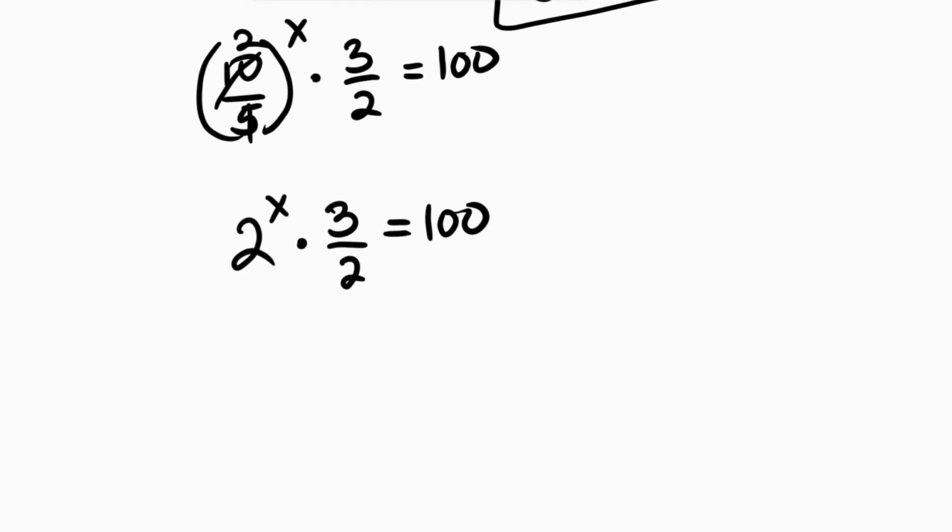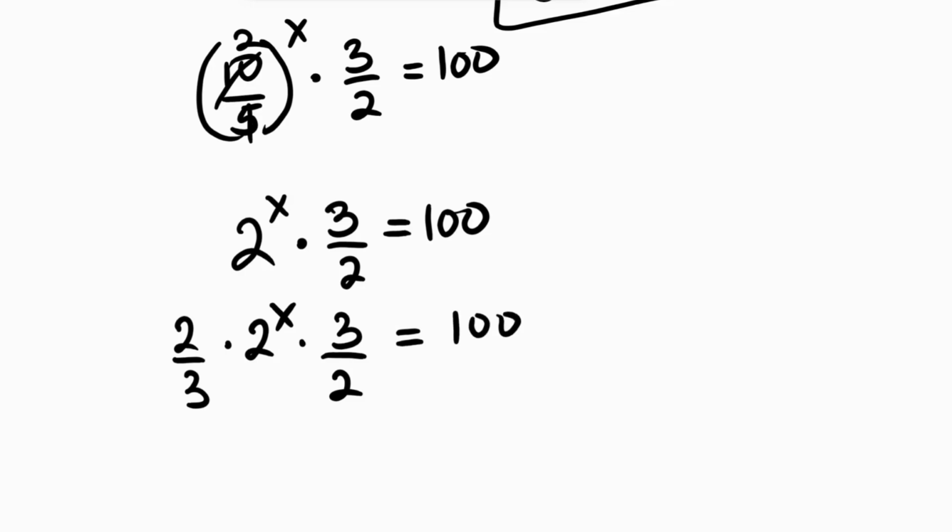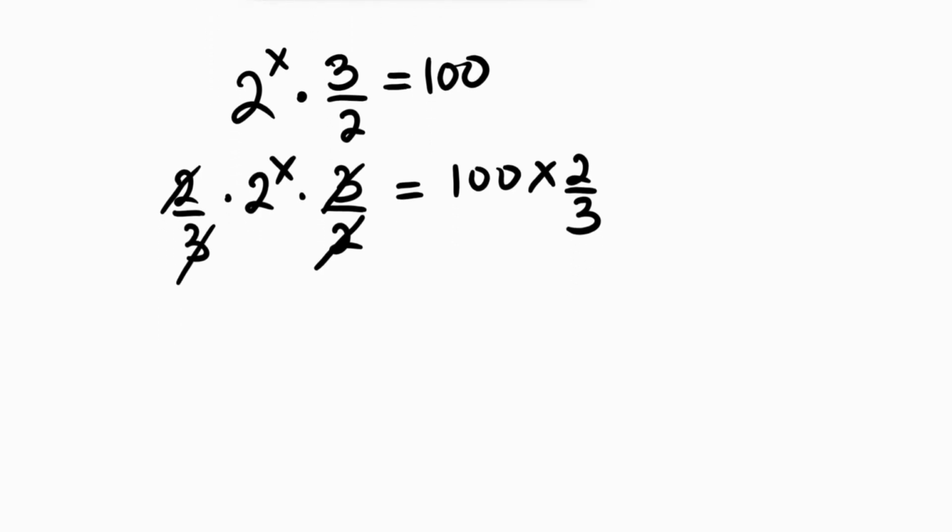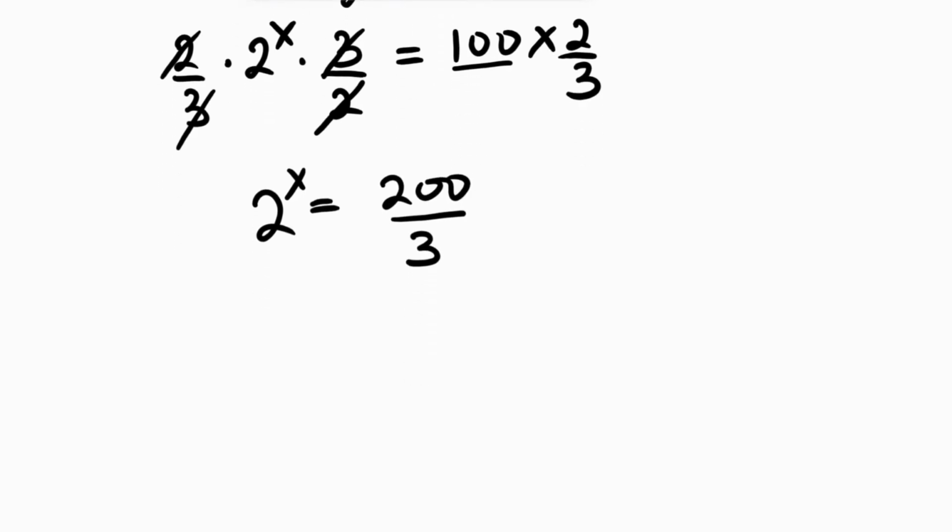So to get rid of the 3 over 2, we can multiply both sides by 2 over 3, the reciprocal of 3 over 2. That should help us get rid of the 3 over 2 times 2 over 3. 2 cancels 2, 3 cancels 3. So we have 2 raised to the power x equals 100 times 2 will give us 200 divided by 3.